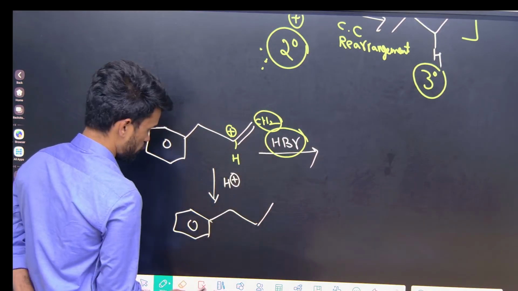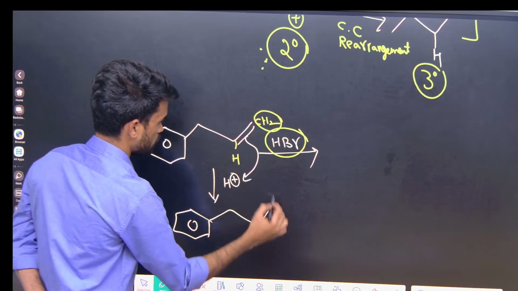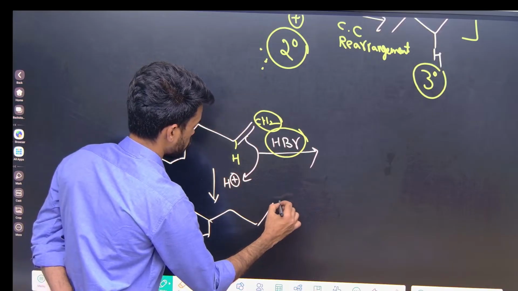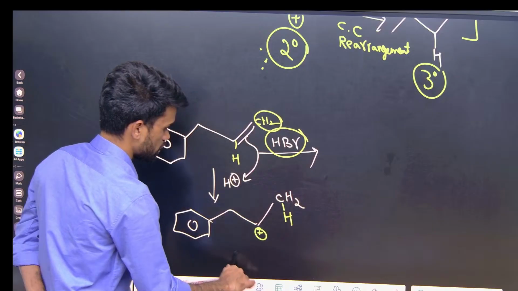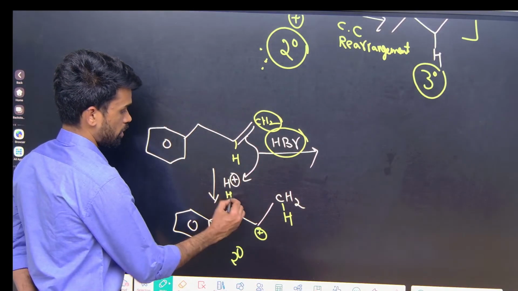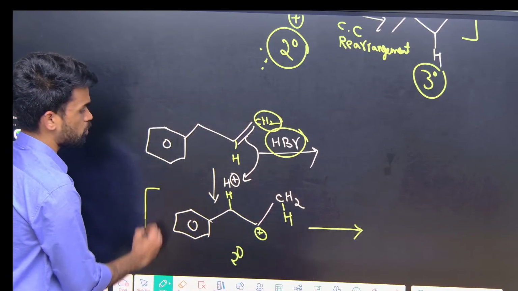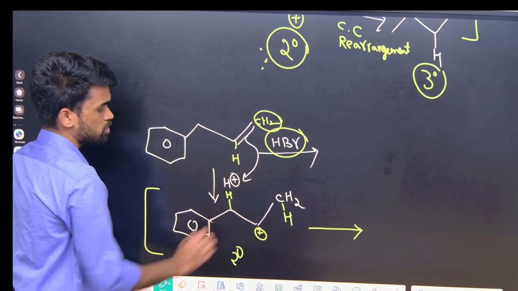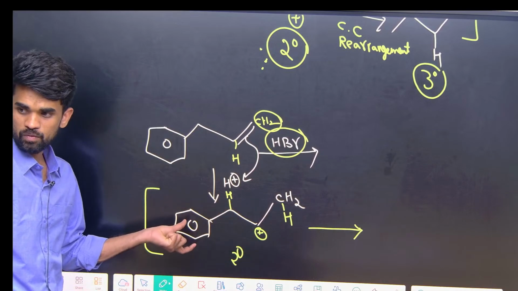So the proton shift will be taken first. CH2 and one hydrogen is added, and the positive charge is here. This is secondary. Next, what happens, tell me? Hydride shift from here to there. Why is it shifting? Because it's a secondary carbocation. Even after shifting, this is also a secondary carbocation, but that carbocation is in conjugation with the benzene ring.